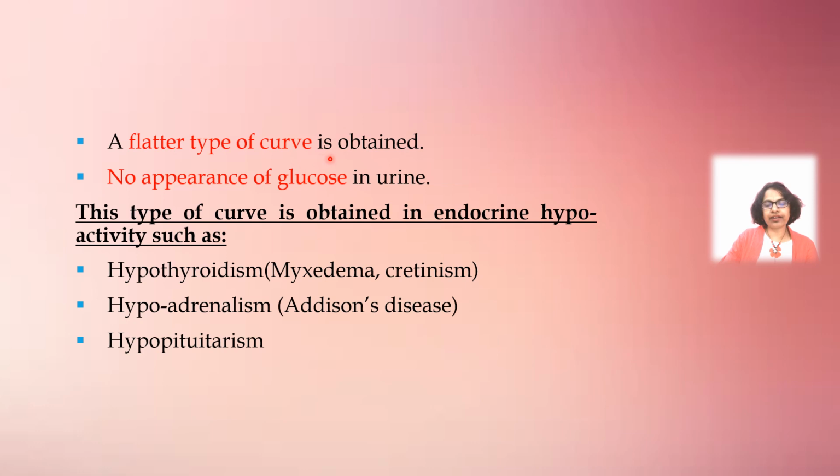A flatter type of curve is obtained, with no appearance of glucose in the urine. This type of curve is obtained in endocrine hypoactivity such as hypopituitarism. This is also known as myxedema and cretinism. Hypoadrenalism is known as Addison's disease, and hypopituitarism.